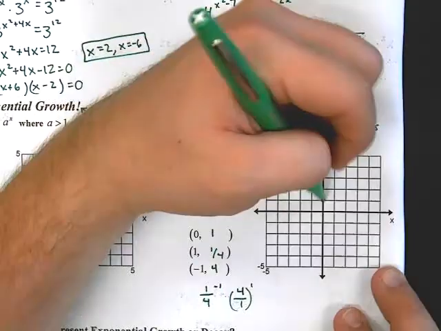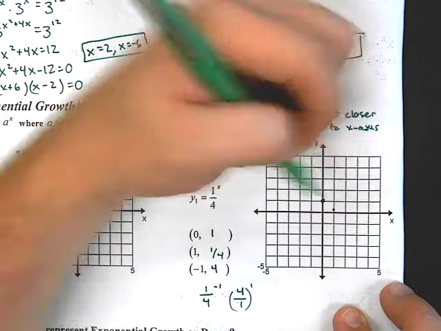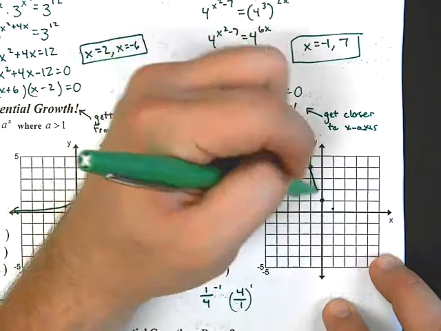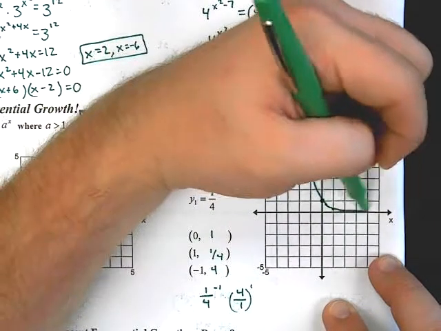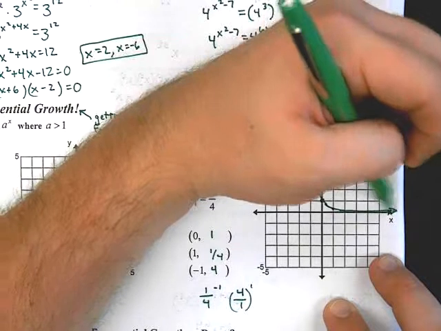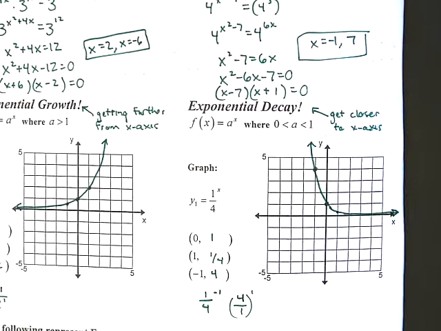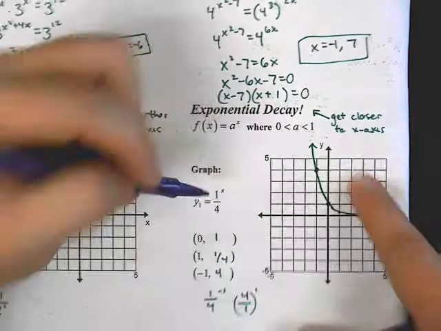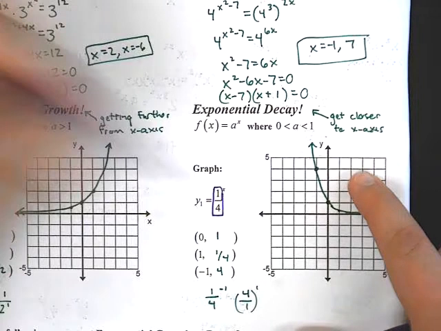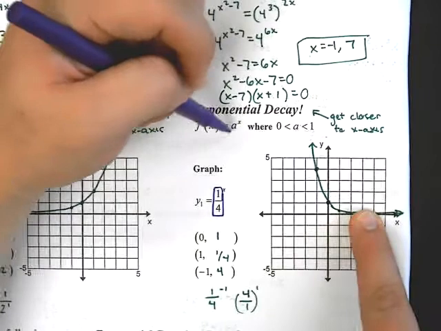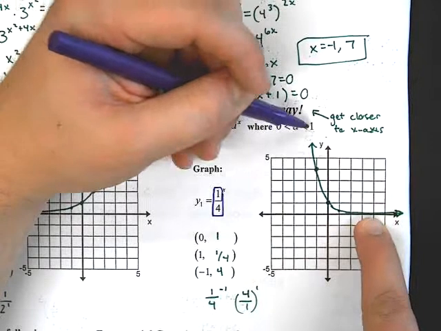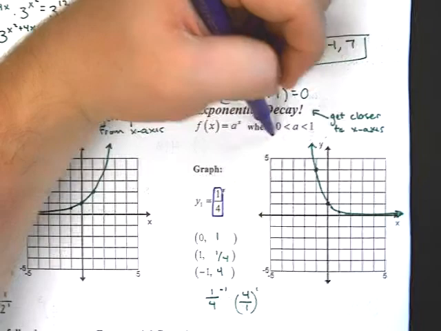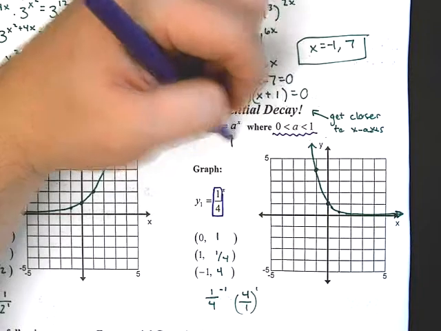So now when I plot, we go something like this, and same type of deal, and we get really, really close to the x-axis. So here's what I need you to be on the lookout for. Do you guys notice this? Let me change colors so we know it's important. Okay, 1/4. When the a value is a fraction between 0 and 1, okay, something like this, it's going to be decay.